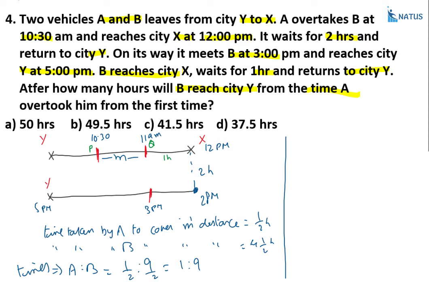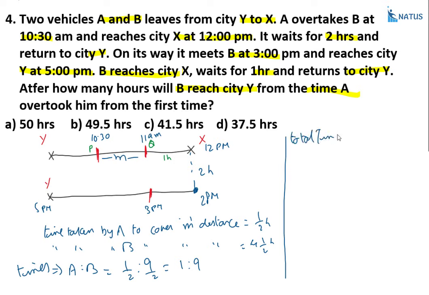Now, what is the question? If B reaches the city X, waits for 1 hour and returns to city Y, after how many hours will B reach the city Y from the time A took the first time? So how much time for A?